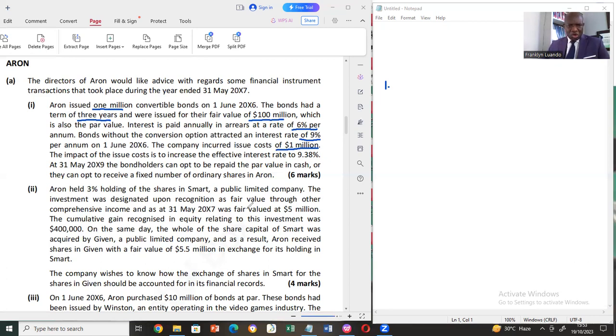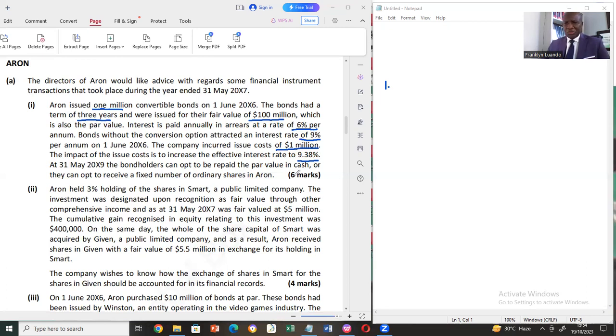The impact of the issue cost is to increase the effective interest rate to 9.38%. This increase as a result of issue cost is the one that we use when measuring the debt component at amortized cost. So now we can answer this question.